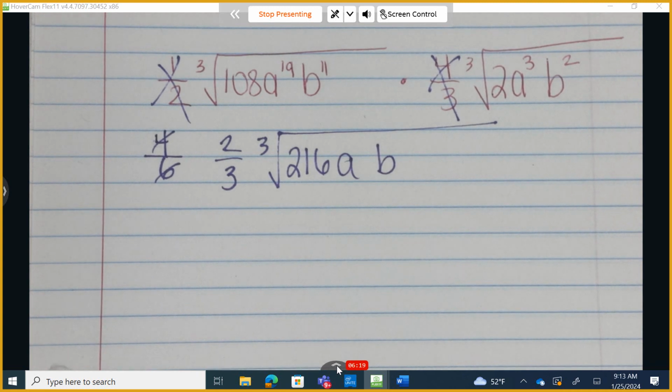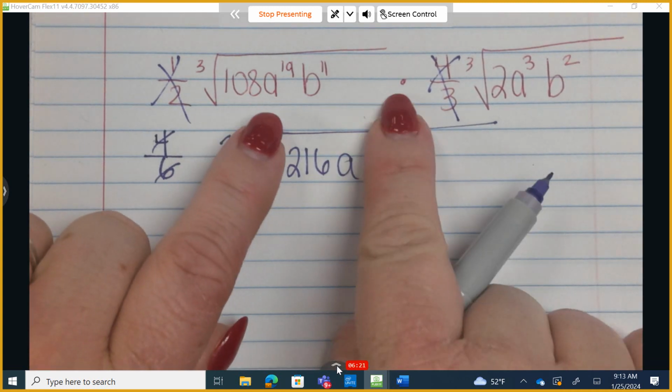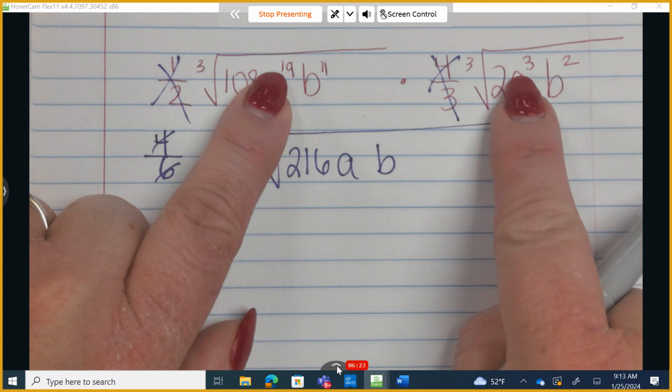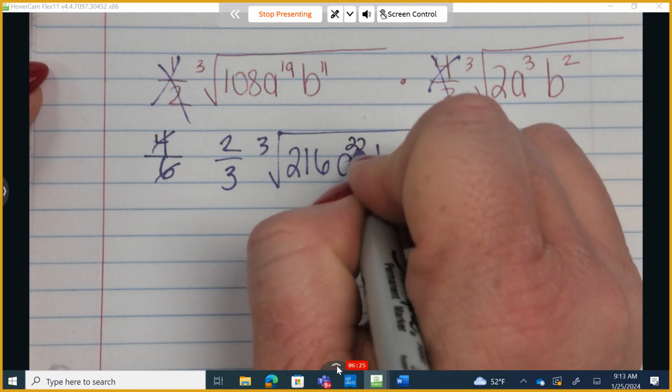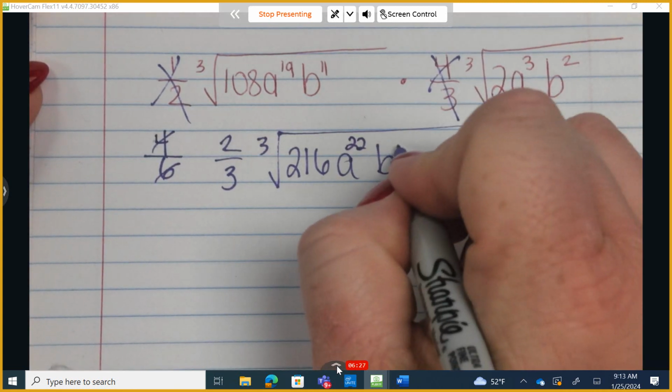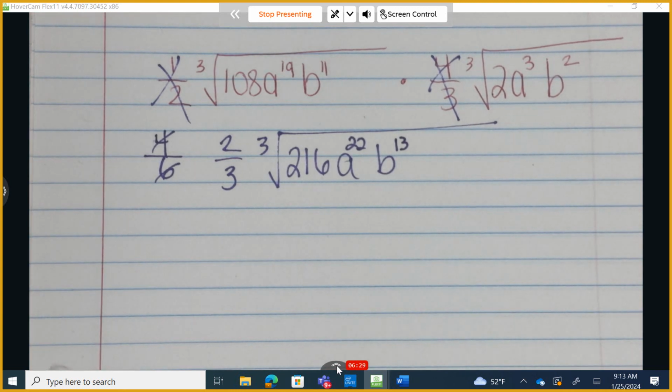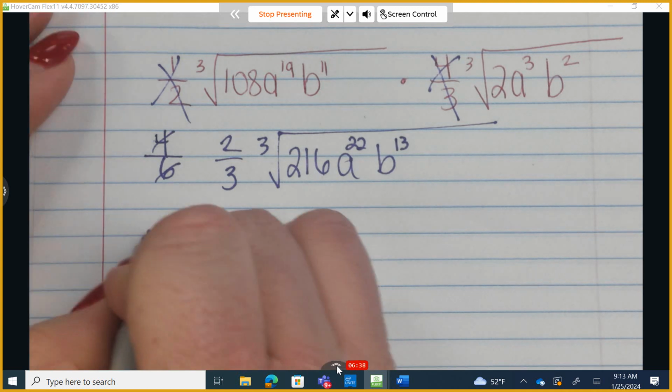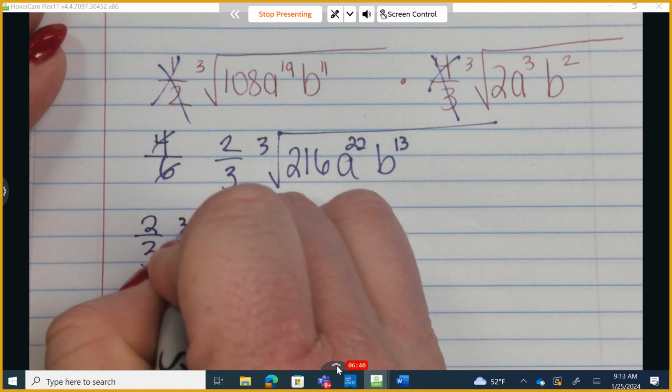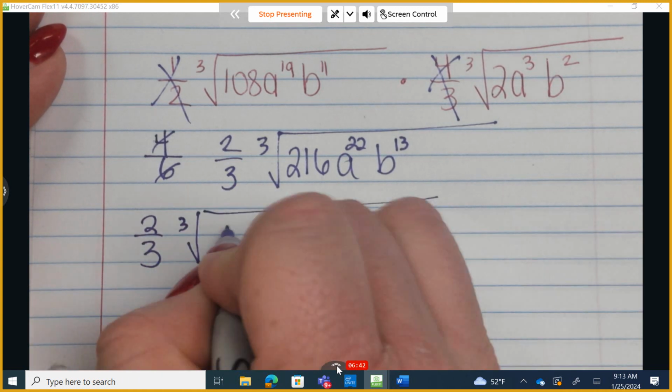Let's look at the A's and the B's. When I multiply and have the same base, I'm going to add. 19 plus 3 is 22. 11 plus 2 is 13. And this is how it's going to slightly change. So again, one more time, I'm going to write it out in expanded form, but I would not do this if I were you. You can simply watch. I'm doing this for visual learners. After this point, we're going to do the shortcut.